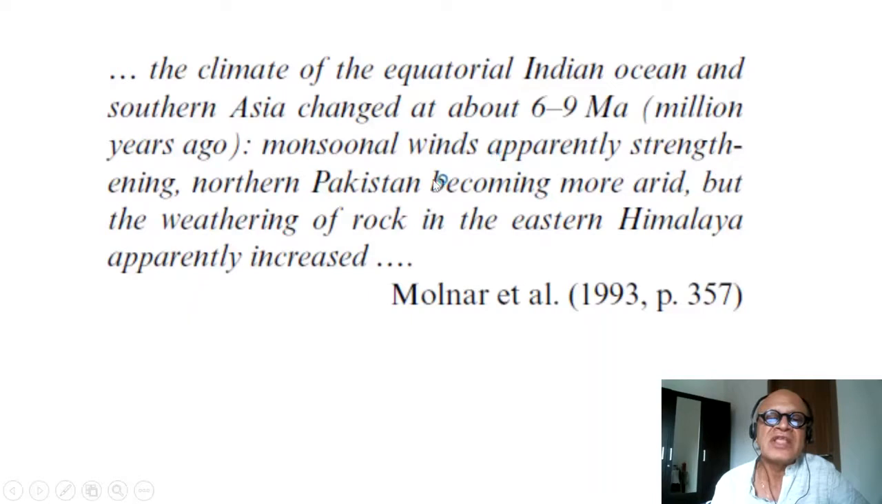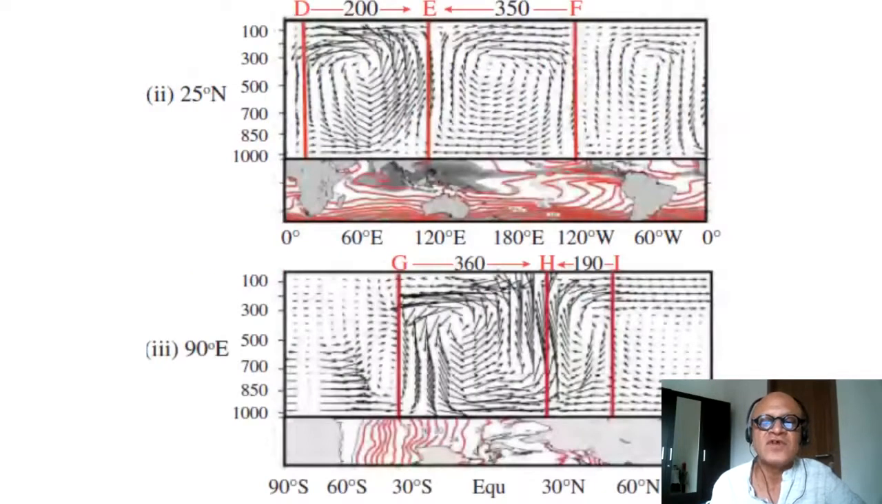Monsoon winds were apparently strengthening, northern Pakistan becoming more arid to the west, but weathering of rock in the eastern Himalaya apparently increased, corresponding to the setting up of the monsoon and heavy precipitation, and all the freshly brought up material gets weathered. There is sedimentary evidence which gives you these timings that you can look at in terms of the evolution of the monsoon and the evolution of the mountains and so on. So Peter Molnar has a series of articles on this nice geologic science of it.